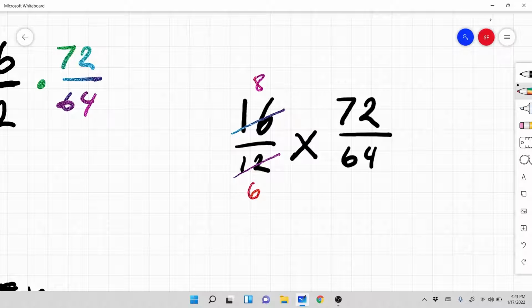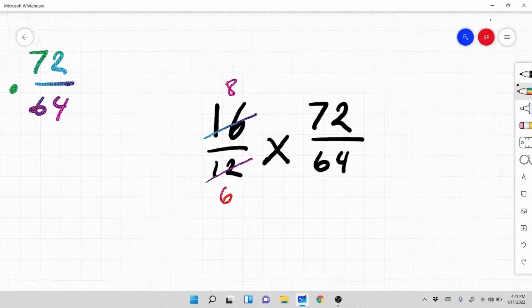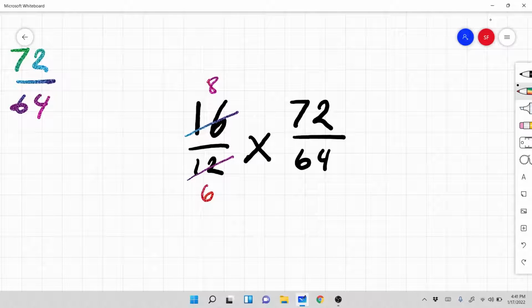We've gone down a little bit further. What about this other side? These are both even. Why not go straight that way? So 72 divided by 2 is, let's see, 35 plus 1 is 36. So 72 divided by 2 is 36. 64 divided by 2 is 32, right?